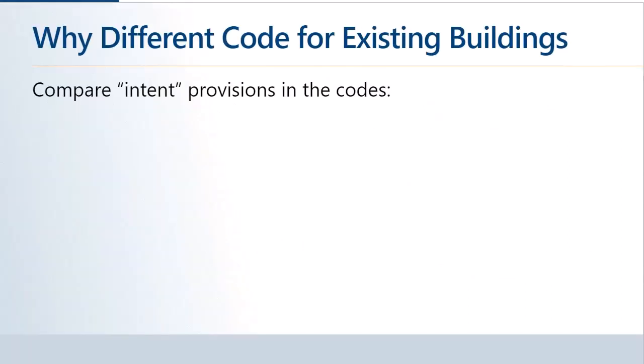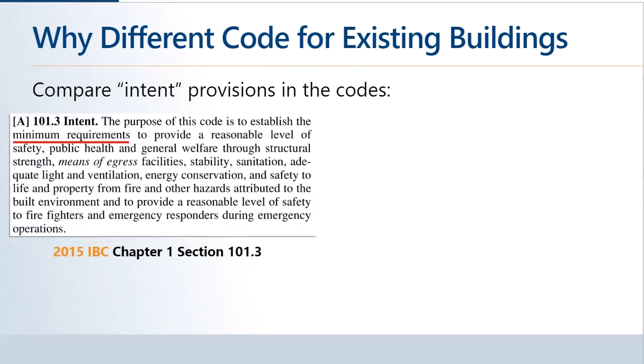So in code world, we can look at a couple things. Let's take a quick look at the intent provision of the 2015 International Building Code. Right at the beginning of the book, it says the purpose of this code is to establish the minimum requirements to provide a reasonable level of safety, public health, and general welfare through all the things that we need to do when we construct a brand new building.